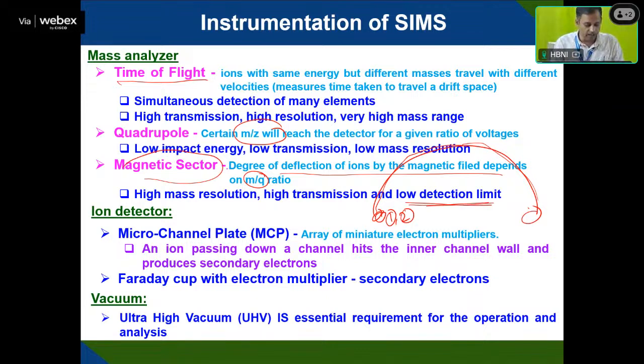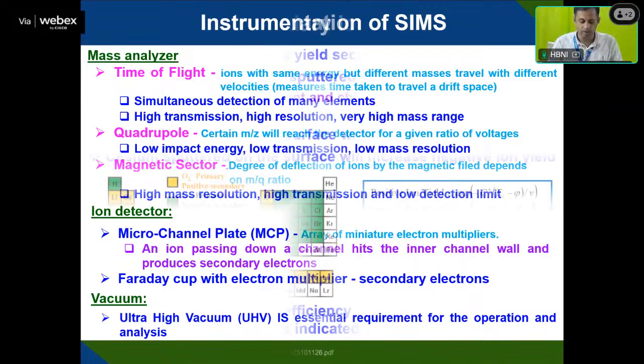The third one is the ion detector that we use. The ion detector is mainly a microchannel plate, the MCP, an array of miniature electron multipliers. An ion passing through the channel hits the inner channel wall and produces secondary electrons. Those secondary electrons are measured, and you are able to identify the specific materials there. This needs a high vacuum.